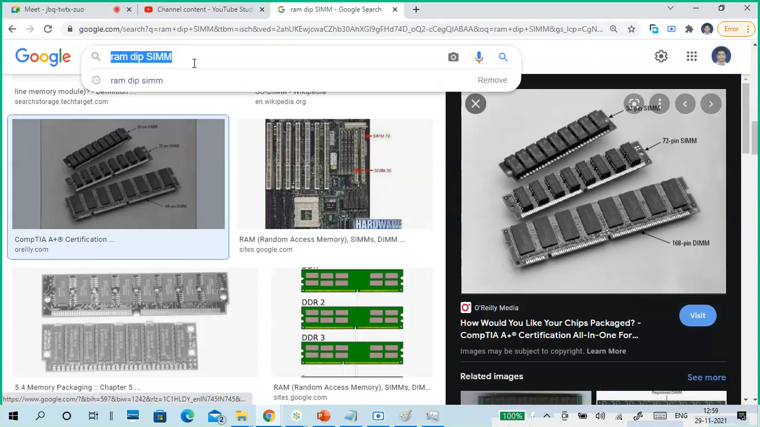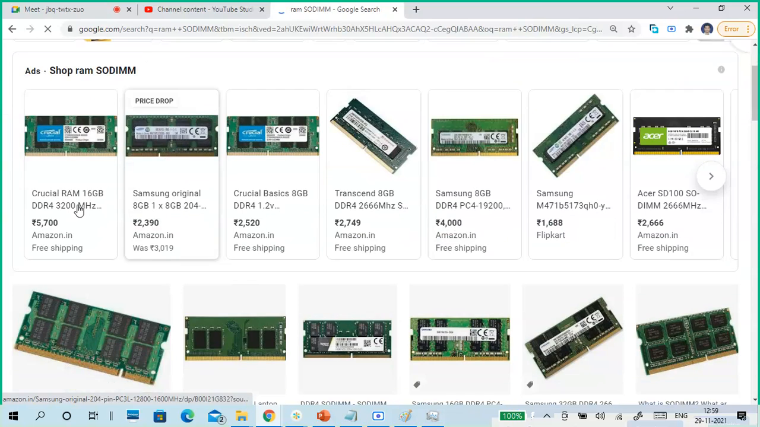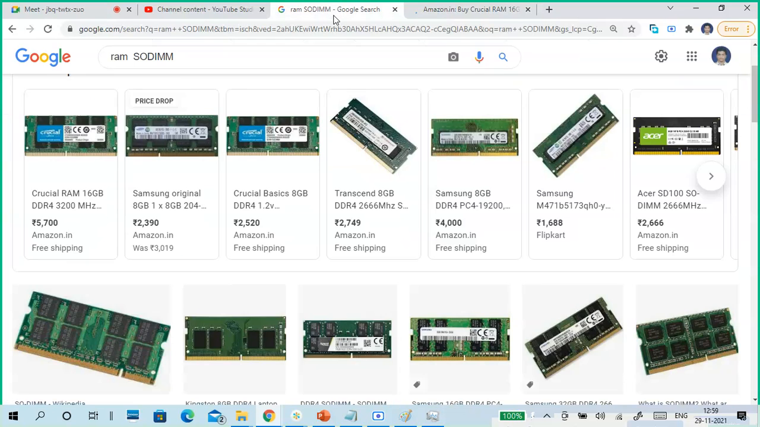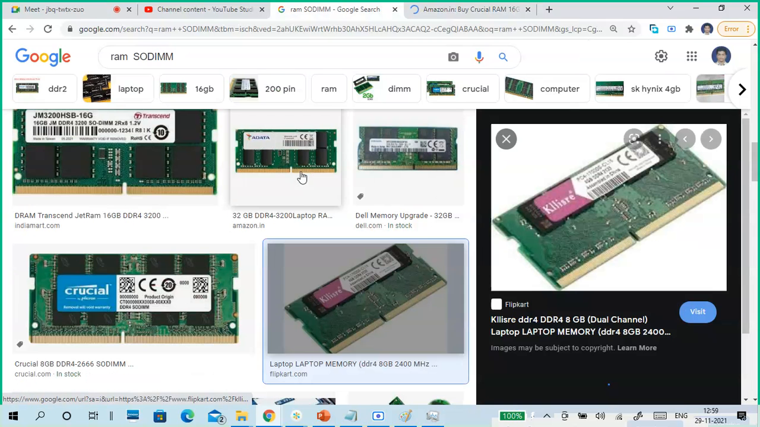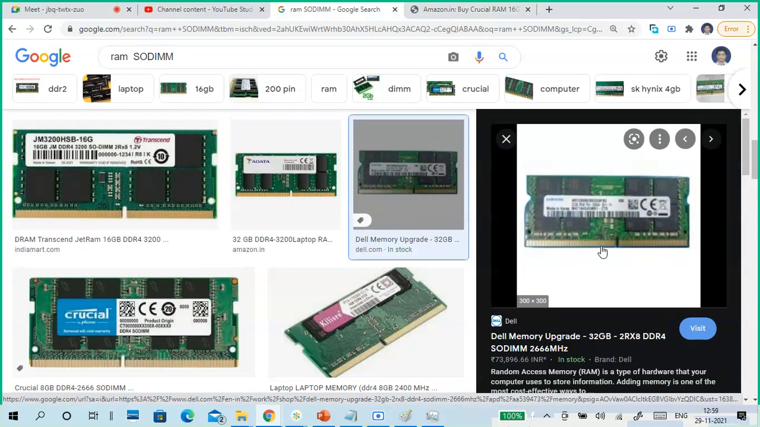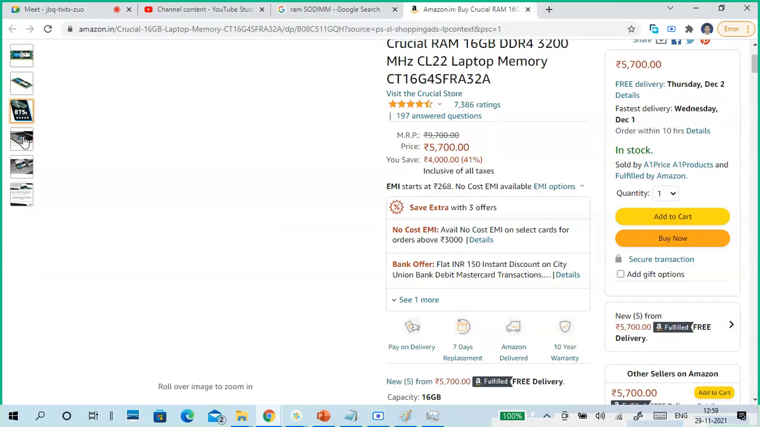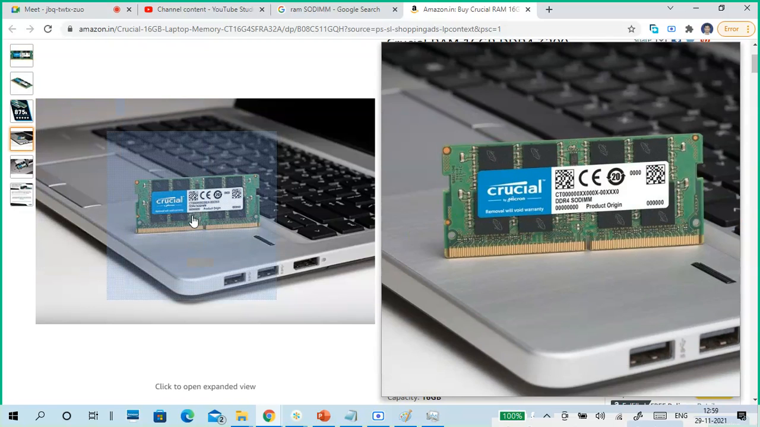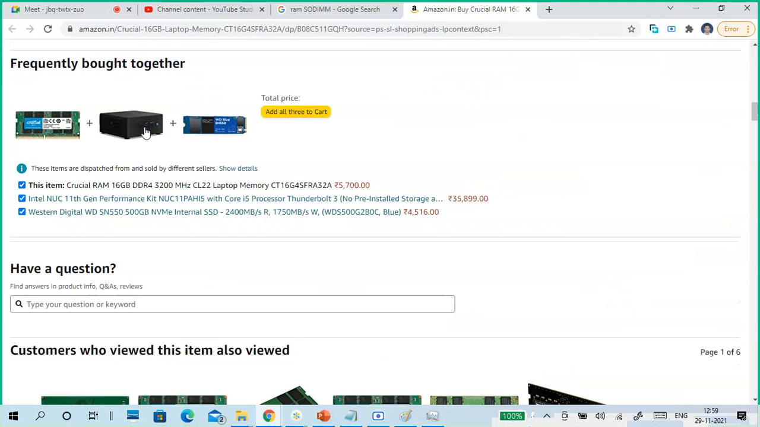So these are SODIMM packages. Sorry, we'll go to the images part. You can see laptop RAMs look like this one. DDR3, DDR4, like this. These are for laptop purposes, and also for mini computers like mini PCs, just like this one. You can see this one automatically came.